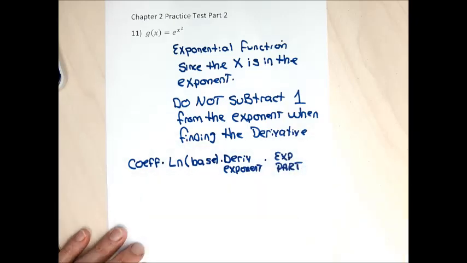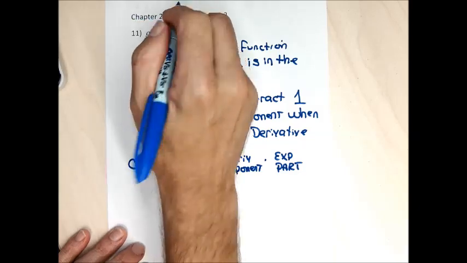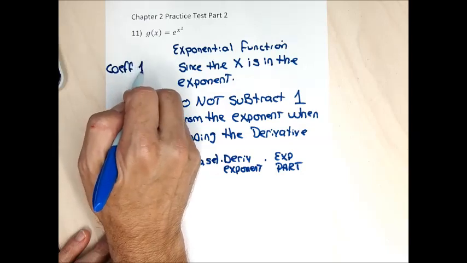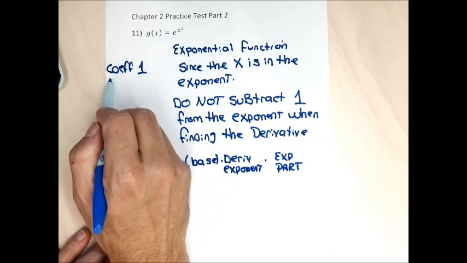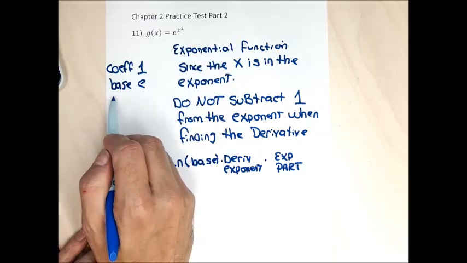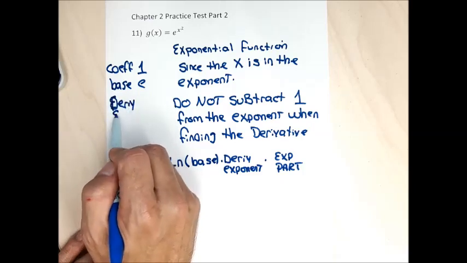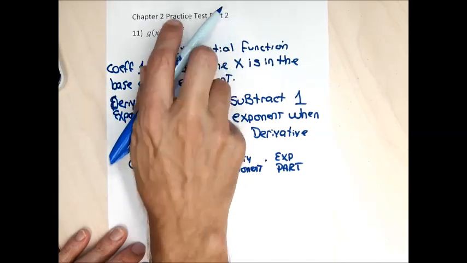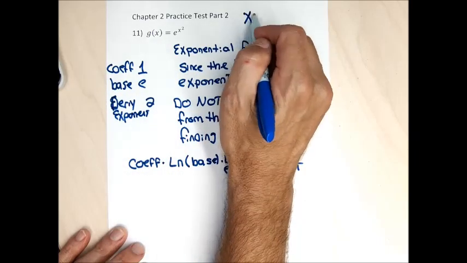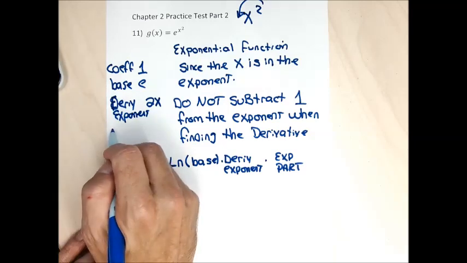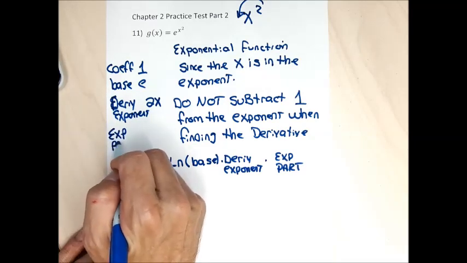And for problem 11, the coefficient is the number that's to the left of that e squared. So the coefficient is 1. The base is the e. The exponent is the x squared, so the derivative of the exponent is just the derivative of x squared. I just bring the 2 out front, lowering the exponent down to a 1 and getting a 2x. And the exponential part is the whole function since there isn't a coefficient.